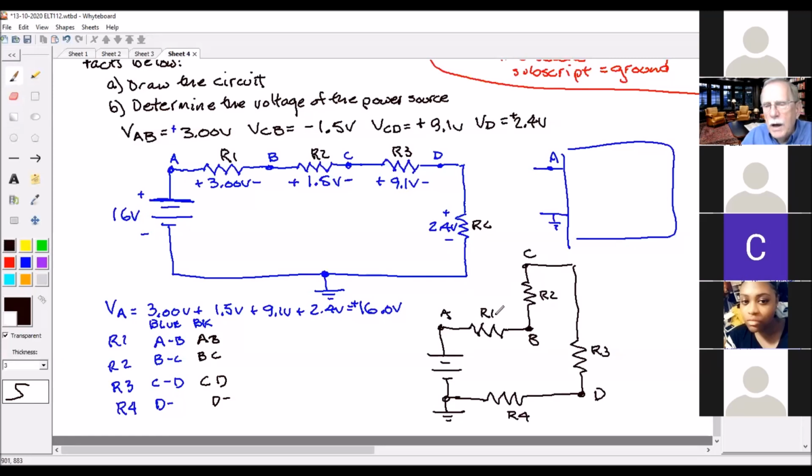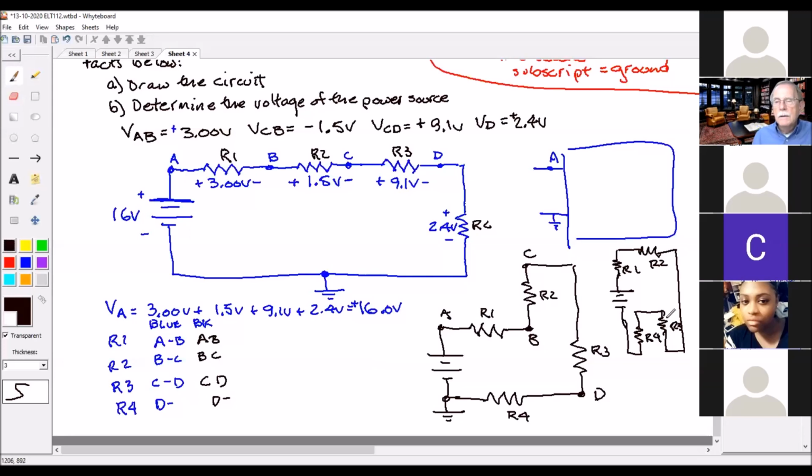So the bottom line here is it doesn't matter which way I draw them. I could have drawn it this way. I could have drawn a resistor here, gone all the way down here, drawn a resistor here, drawn a resistor here, and gone to ground, R1, R2, R3, R4. I could have drawn it that way.